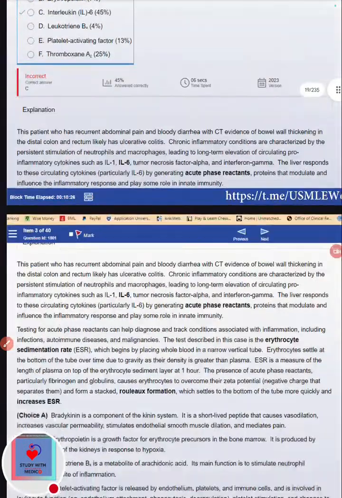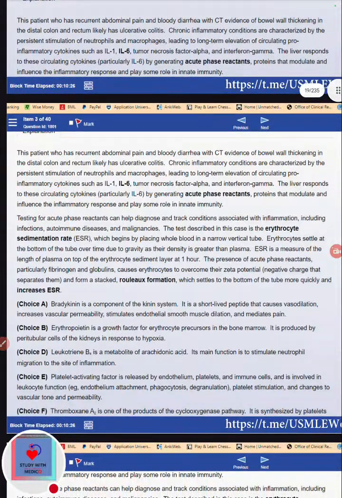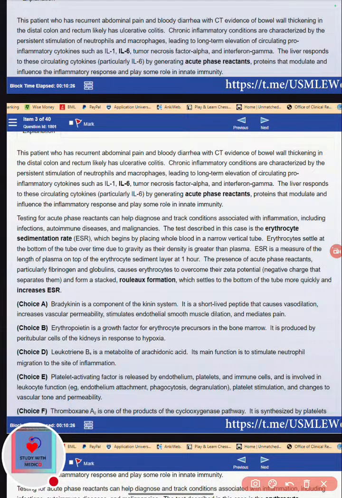Let's see. This patient has recurrent abdominal pain and bloody diarrhea with CT scan evidence of bowel wall thickening in the distal colon and rectum, likely ulcerative colitis. Rectum involvement is a must in ulcerative colitis. Ulcerative colitis is a chronic inflammatory condition characterized by persistent stimulation of neutrophils and macrophages, linked to long-term elevation of circulating pro-inflammatory cytokines such as interleukin 1, 6, tumor necrosis factor alpha, and interferon gamma.